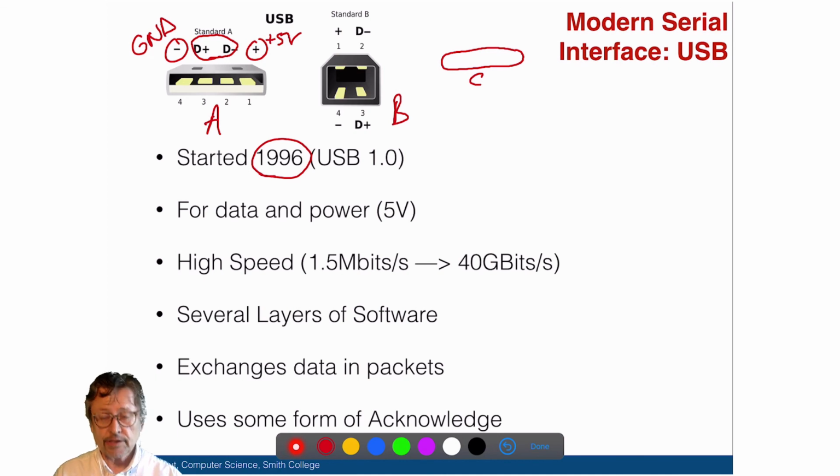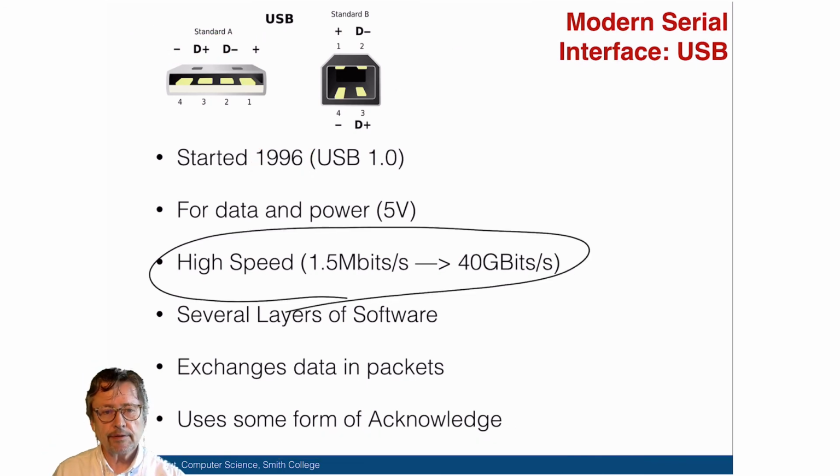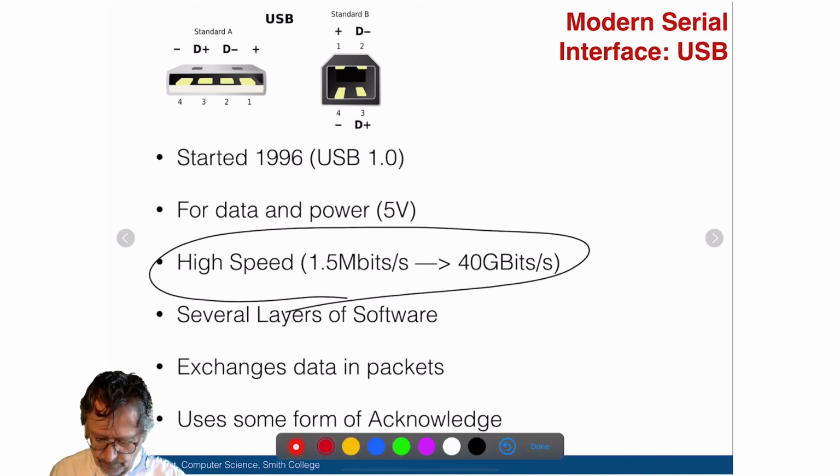Which is great, because the USB protocol says when you have a USB cable, you should be able to carry 5 volt between ground and plus. And that's why we can have chargers that can charge phones and different devices. It can be fairly high speed, and it has several layers of software. Data is exchanged in packets, and it does use some form of acknowledge. So when data is being sent, then the receiver will acknowledge reception.